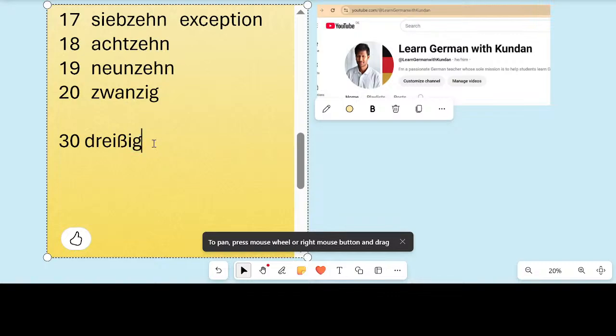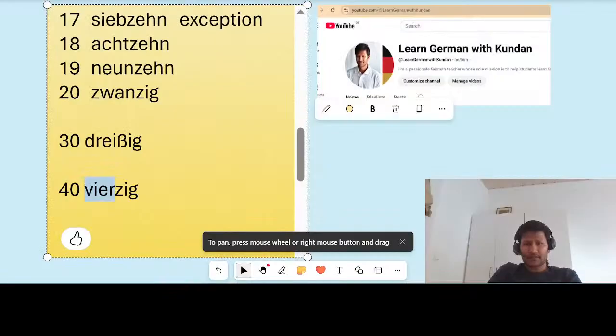Okay. So now if I say 40, what is that? Dreißig, 40, and then 50, 60, like that. Okay, let me write this as well so that you can practice. Okay, 40. This is 40. Okay, 40 is 40. You guys are able to see my screen.